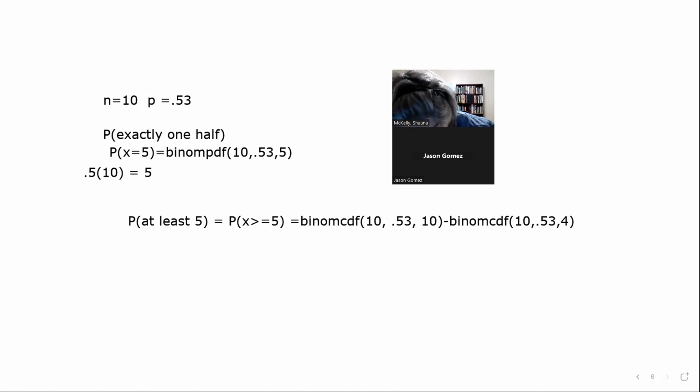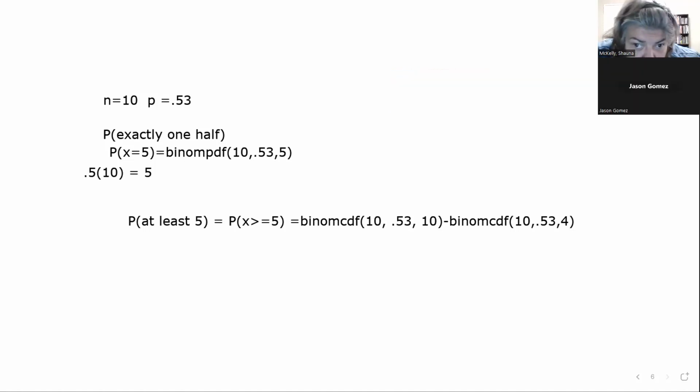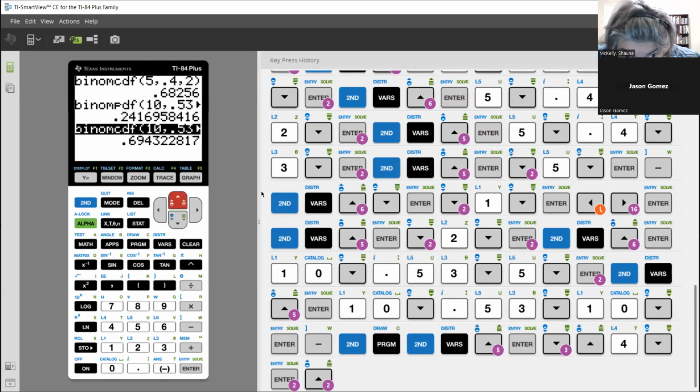I'm going to paste it. I can't see the calculator. I'm sorry. It says I'm sharing. Maybe I wasn't sharing. No, I was sharing the homework screen. Sorry. There we go.